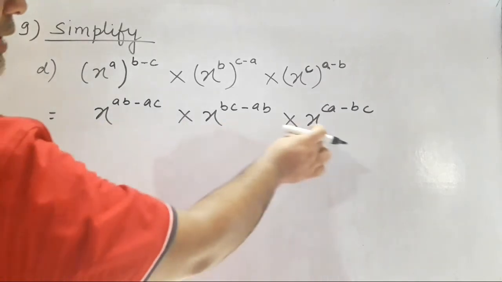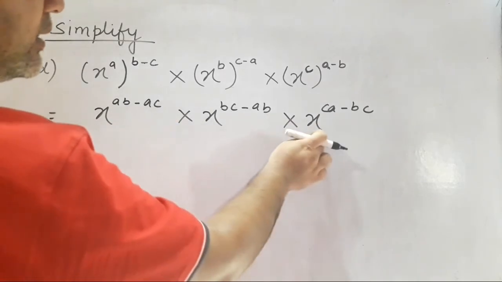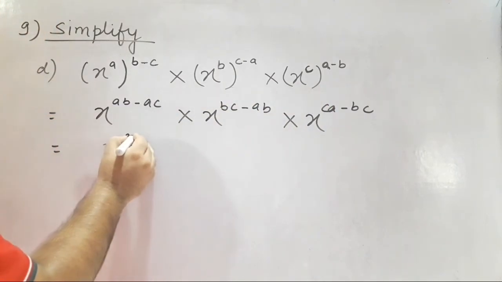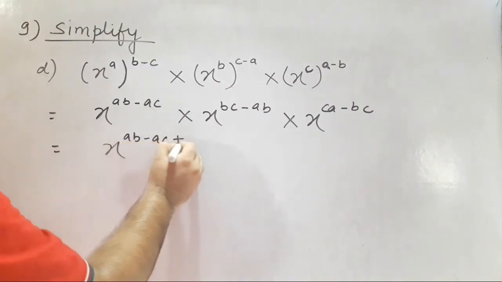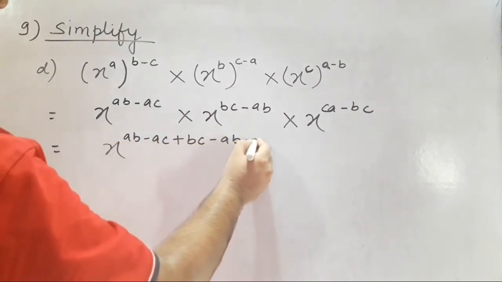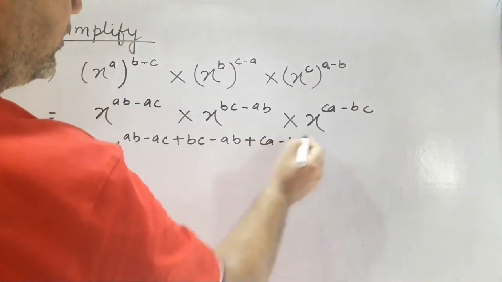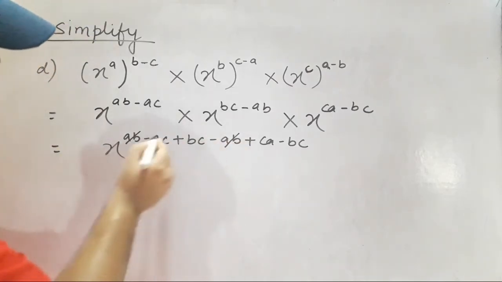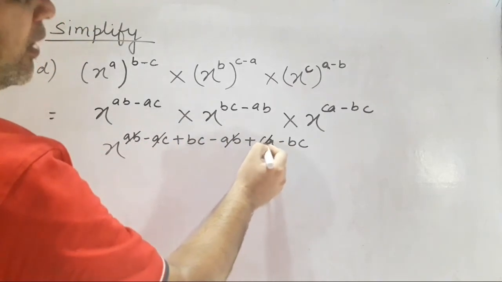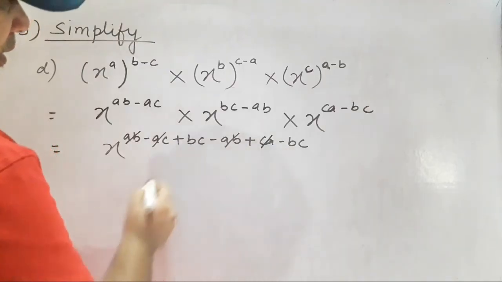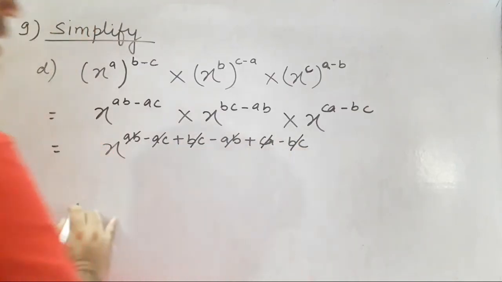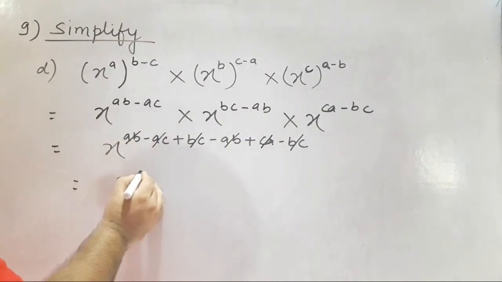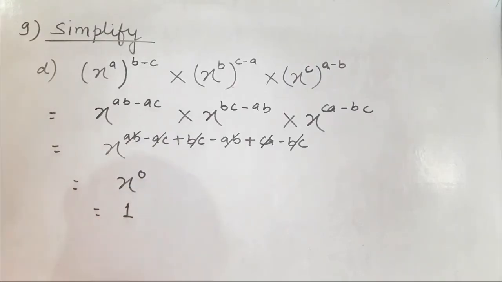We can see that same bases are multiplied, and when same bases are multiplied then their powers can be added. So x power ab minus ac plus bc minus ab plus ca minus bc. Now let's see, plus ab and minus ab get cancelled. Minus ac and plus ca, they are the same thing. Plus bc and minus bc get cancelled. So no power is left, we can write x power 0, which is equal to 1.